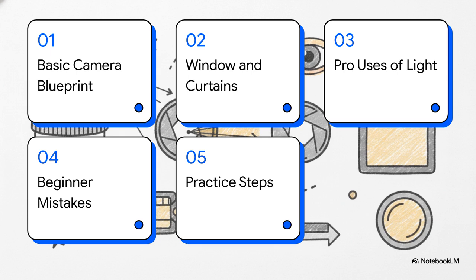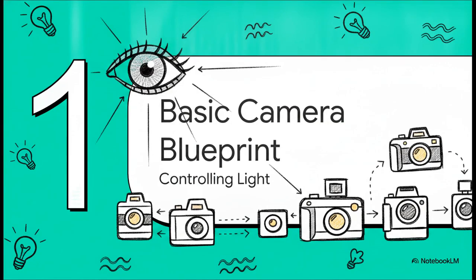We've got a great roadmap today. First, we'll look at the basic camera blueprint. Second, the window and curtains analogy. Third, how the pros use light. Fourth, avoiding beginner mistakes. And finally, your next practice steps. Let's get to it. Section 1, the basic camera blueprint.